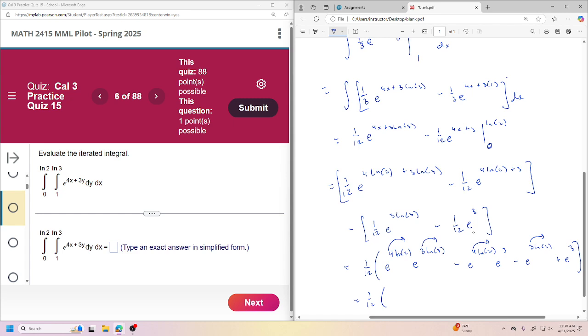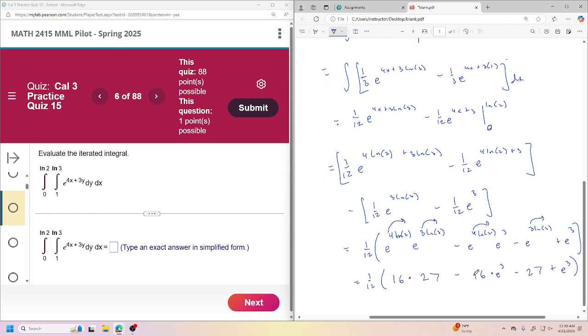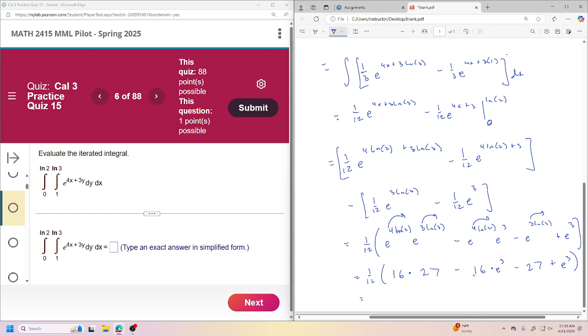So this is 2 to the 4th power, 16. This is 3 cubed, 27. This is 2 to the 4th power, 16. This is just e cubed. There's nothing to do about that. So that's again 27, and then e cubed. Essentially, we're going to combine like terms and get an answer.